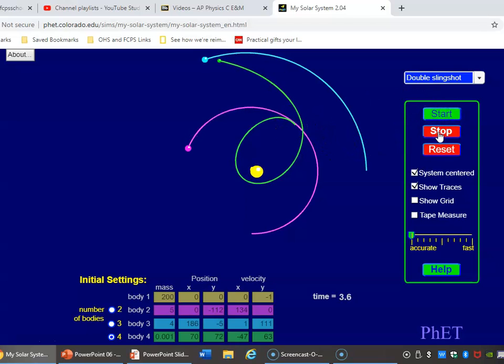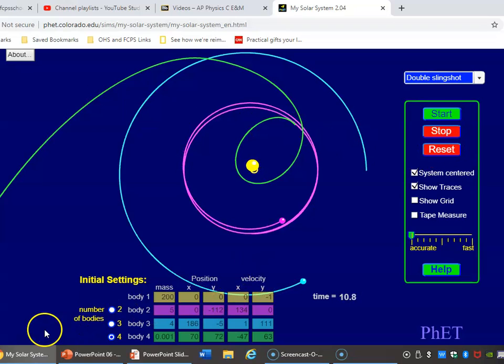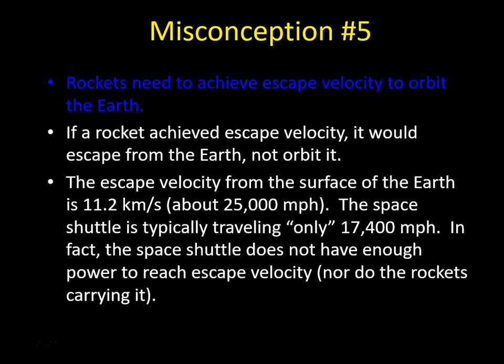So start again. And now it's behind the blue planet. And as the blue planet goes ahead, it's pulling the green satellite from behind. The green satellite is behind the blue planet, and this time, it ends up getting enough energy that it escapes from the system. It's not going to come back. So this is what we call a gravitational slingshot. So again, when objects reach escape velocity, they don't come back. They escape from the system.